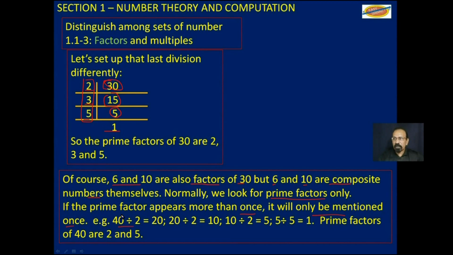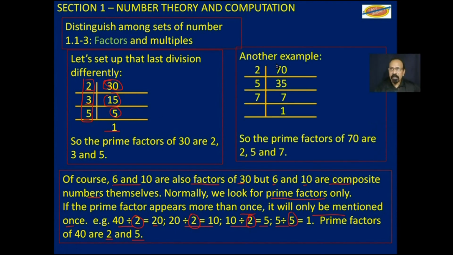Example, 40 divided by 2 equals 20. 20 divided by 2 equals 10. 10 divided by 2 equals 5. Notice that 2 appears 3 times, so you will not state it 3 times. You will just say one of the prime factors of 40 is 2, and the other one is 5. So the prime factors of 40 are 2 and 5.